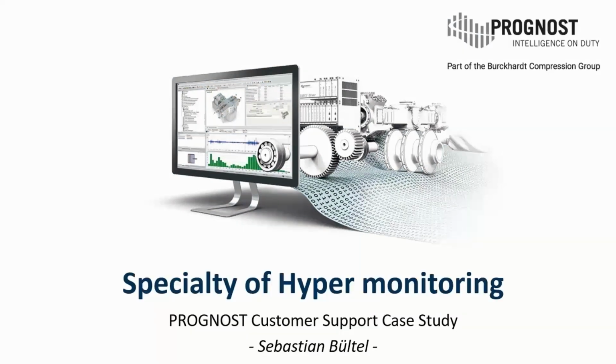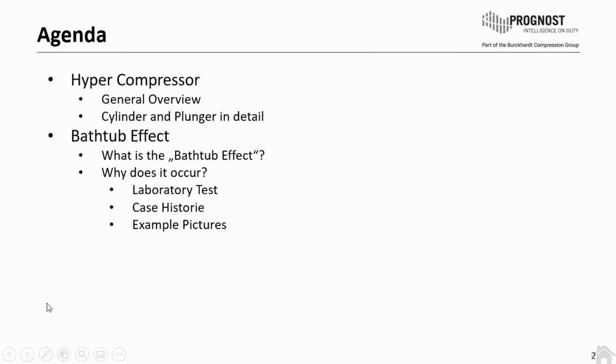This case study shows the specialty of Hyper monitoring. We will have a look at the compressor in a general overview, then in detail the cylinder vibration, cylinder and plunger, and the bath tube effect: what is this and why does it occur? I will explain the calibration test where we checked the influence of temperatures on the measured values. We will also look at the experimental setup and the results. Afterwards, example pictures of parts that cause the bath tube effect will be shown and explained.